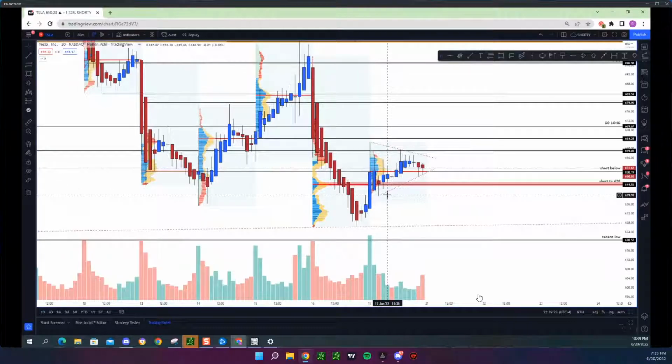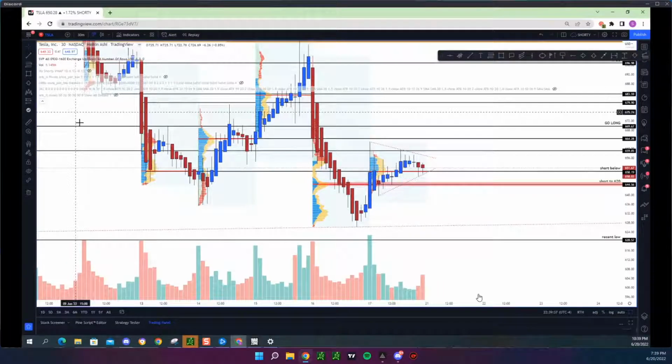Okay. Does that make sense? Short, I would still consider long over 670, but that's just me playing. You could play this here. If it breaks, it could go all the way to 670 here.